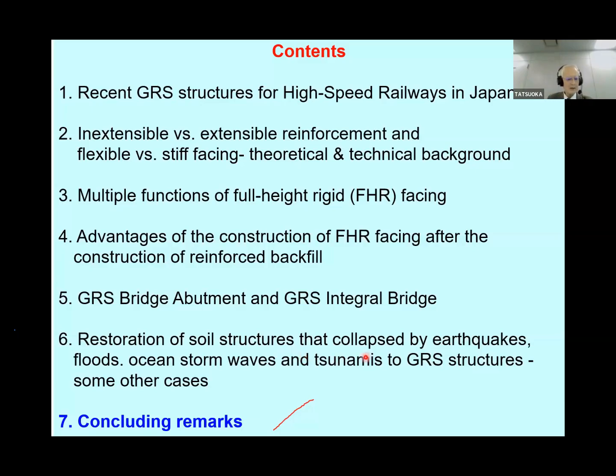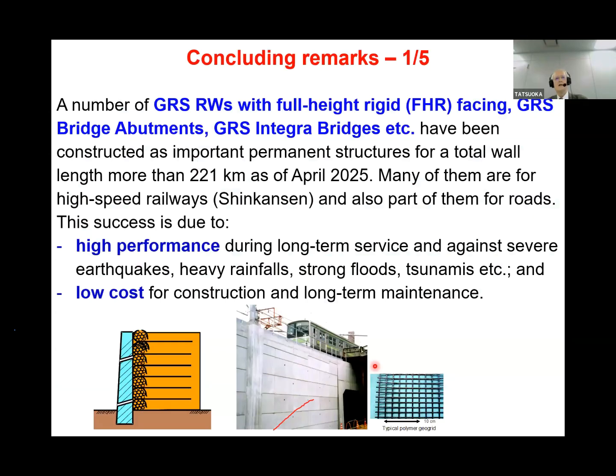So, concluding remarks. First, a number of GRS retaining walls with full height facing, GRS bridge abutments, GRS integral bridges, etc., have been constructed as important permanent structures for a total wall length of more than 221 kilometers as of April 2025. These are not temporary structures but important permanent structures. Many of them are for high-speed railways, Shinkansen, and part of them are roads.